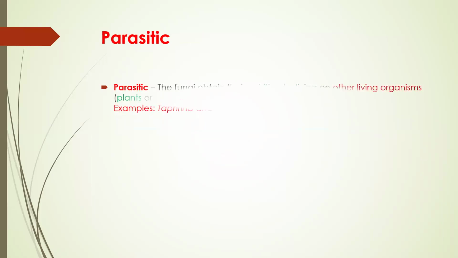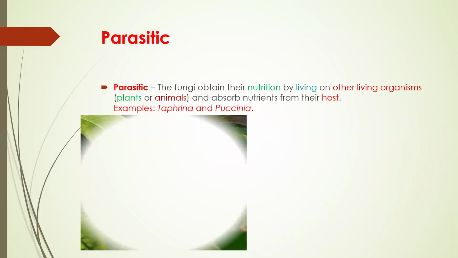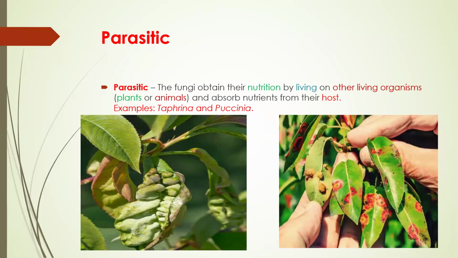Next, parasitic. Parasitic means the fungi obtain their nutrition by living on other living organisms. Other living organisms means plants or animals. Examples: Taphrina and Puccinia. These are diseases of plants. Look at here, this is the Taphrina. This is the Puccinia, a red colored fungus formed on the leaf.